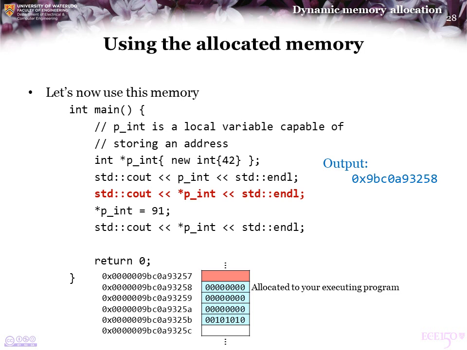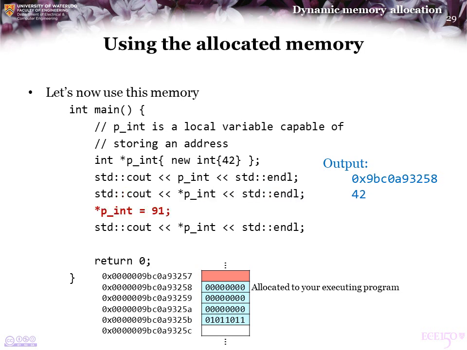All right, up until this line, we've already printed out the address stored in p_int. So when we execute this line, placing the star in front of the pointer variable, we will actually print what is at that memory location. And at that memory location is the value 42. So 42 will be printed to the screen.